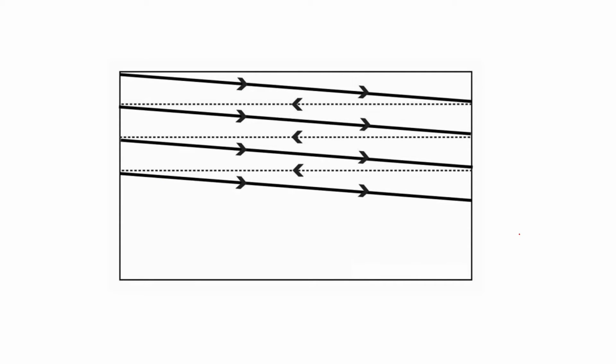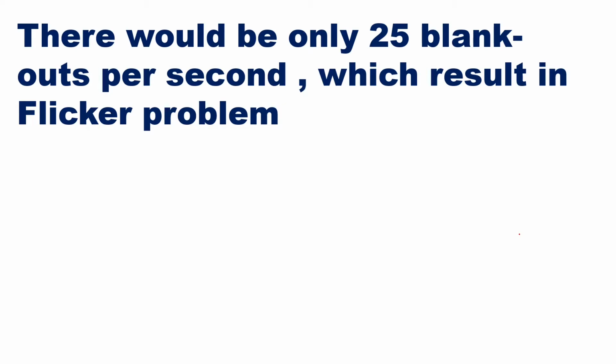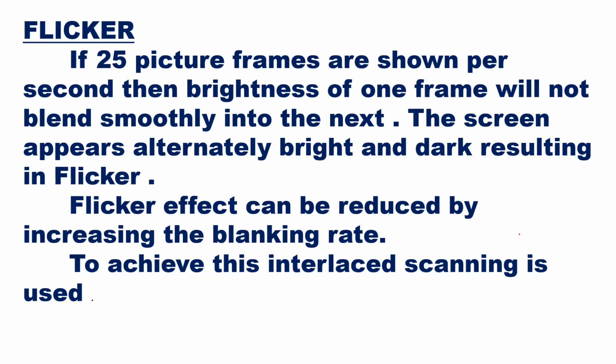So here you can see what is the trace and retrace lines. Okay. So now here, coming back to our statement, there would be only 25 blankouts per second, that is 25 pictures per second, which result in a flicker problem. Now, what is this flicker problem?